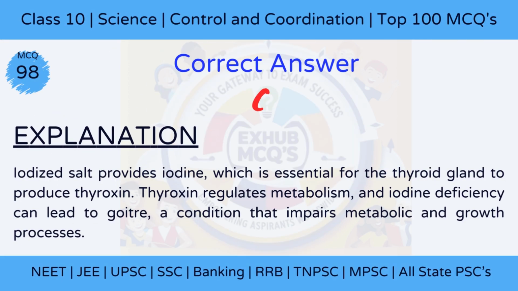The correct answer is option C, supports thyroid function. Explanation: iodized salt provides iodine, which is essential for the thyroid gland to produce thyroxine. Thyroxine regulates metabolism, and iodine deficiency can lead to goiter, a condition that impairs metabolic and growth processes.